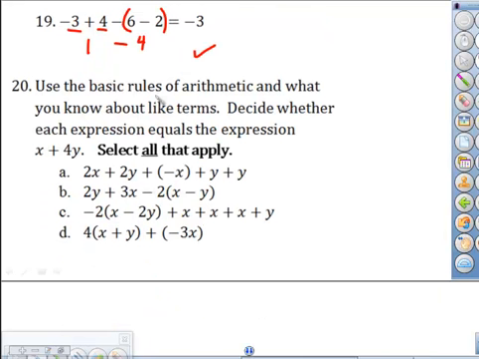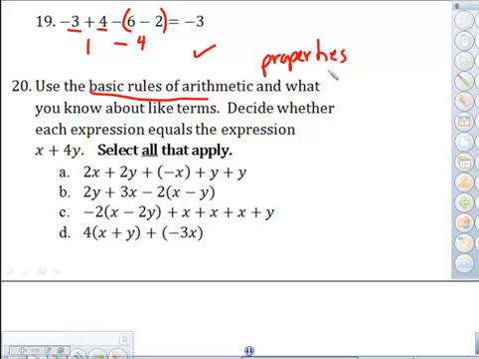All right, use the basic rules of arithmetic. Remember, this just means properties. To decide whether an expression equals the expression x plus 4y. So we have to see if this is going to end up equaling x plus 4y. So this is what I'm going to do. 2x, I'm going to look at all the x terms and combine those. 2x minus x, that gives me x.